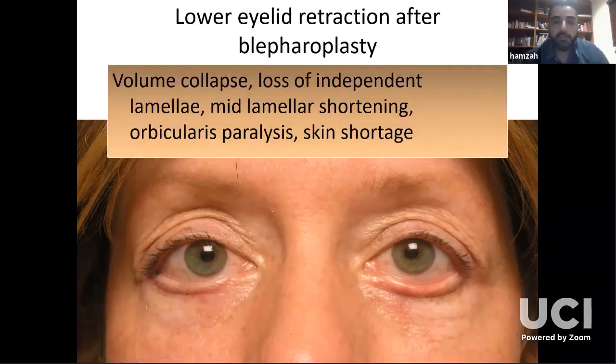Well, one is that going through the skin orbicularis causes a volume collapse. There's loss of the independent lamella of the eyelid. There's something called mid-lamellar shortening, which is something Dr. Goldberg sort of coined. Cutting through the orbicularis causes paralysis of the orbicularis, and removal of skin causes skin shortage. And so many of us have moved away from doing cutaneous incisions. There are very few patients who may actually need it, and the risk of causing skin shortening far outweighs the benefit of actually excising skin in this area.